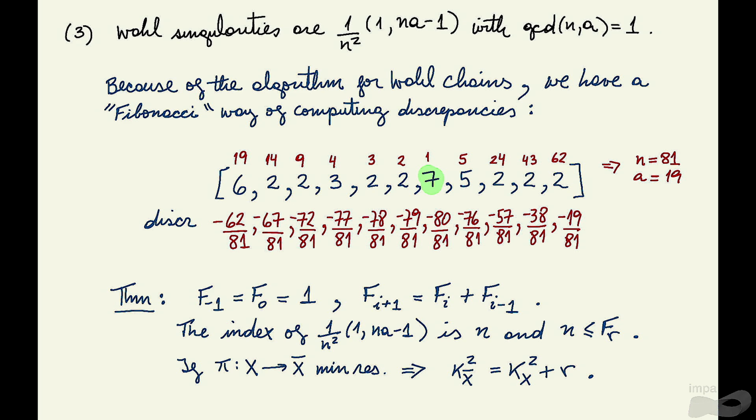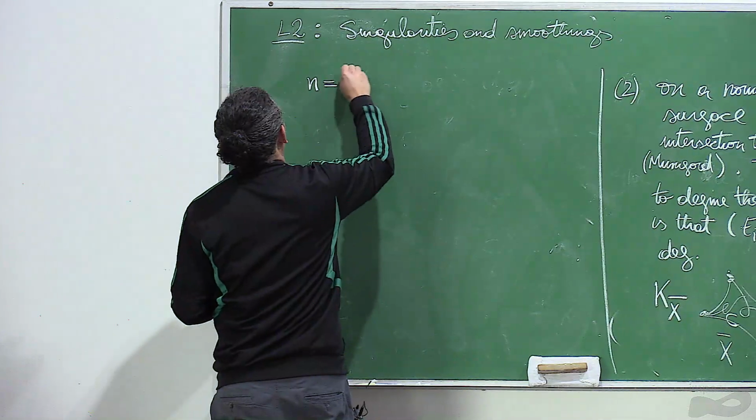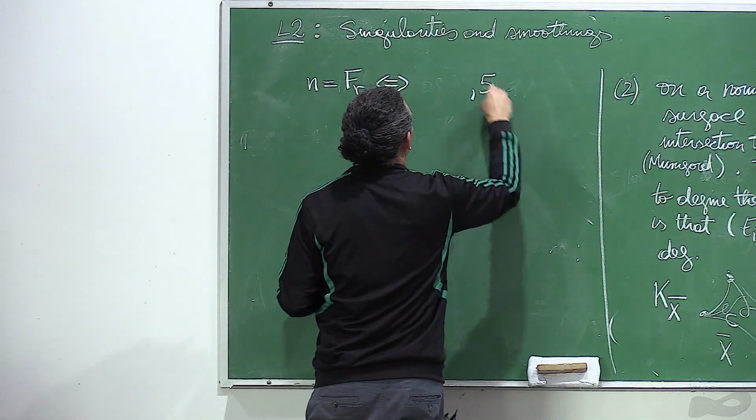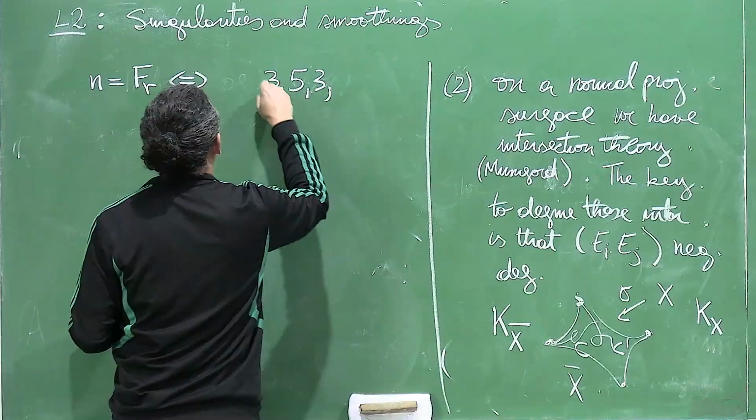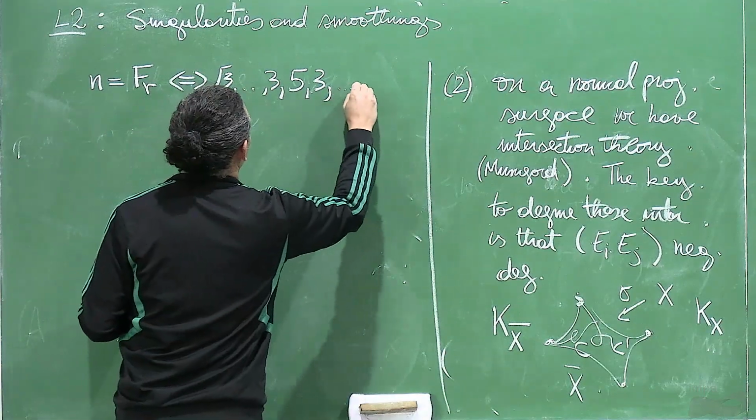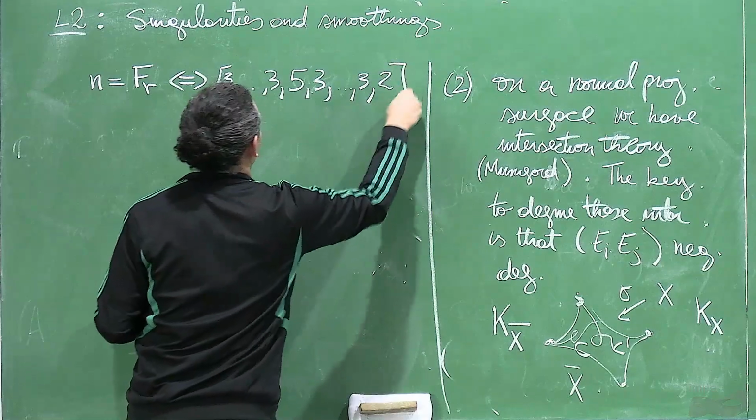And exactly, you have equality. So you achieve equality in that theorem. So n is exactly fr if and only if you have the situation 5, and then only 3's on both sides. And of course, you need at the end a 2.